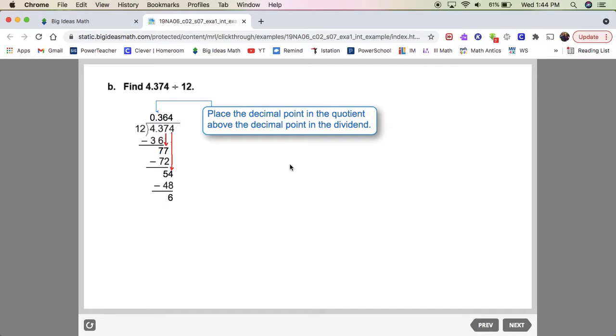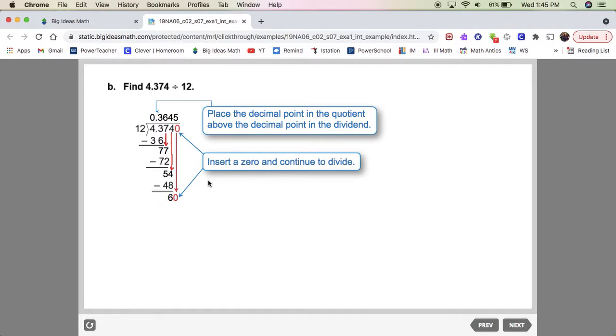So we cannot have a remainder when we're dividing. We get a decimal answer. In other words, we can't write the answer as 364 thousandths with a remainder of 6. You can't do that, and you can't write it as a fraction. So what we need to do is add another 0. We're going to add another 0 here and bring it down. Now, 12 will go into 60 an even number of times. It'll go 5 times. We subtract, we get 0.